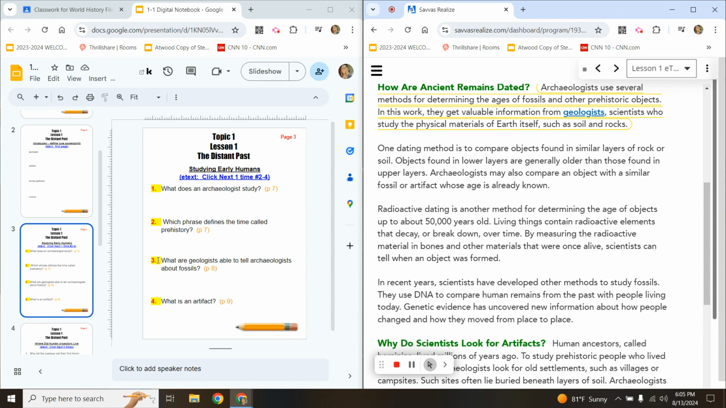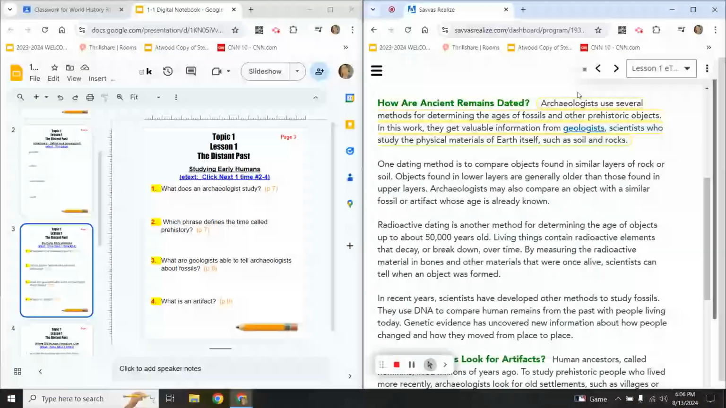All right, number 3. What are geologists able to tell archaeologists about fossils? If you're in the textbook, you're going to be on page 8, or you can just look right here. It will be in the circled yellow text. Pause my video and get that answer in your digital notebook now.